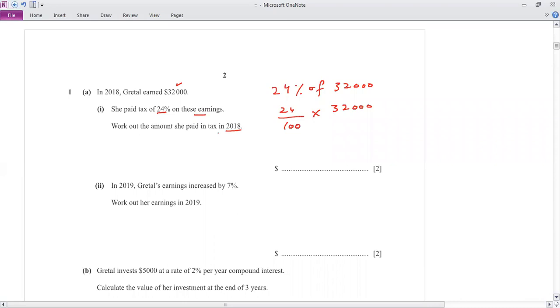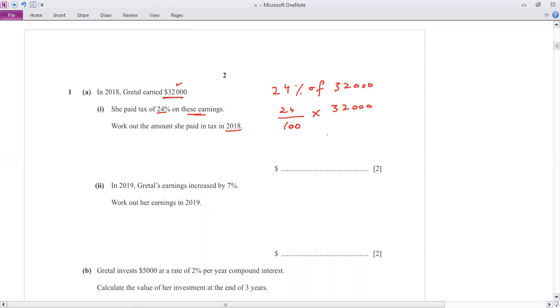Whenever you start any exam paper, underline the given things and try to understand the question. Most of the time, the confusion arises when you randomly start without understanding. So it is given on these earnings, and these are his earnings in 2018. So accordingly, if I calculate it, 24 divided by 100 and multiply with 32,000.